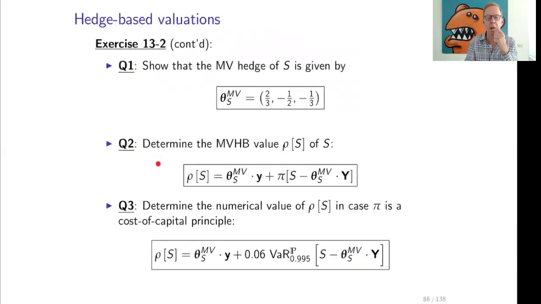Question 2: now, let us determine the mean variance hedge-based value rho S of S. So the rho S is the time zero price of the mean variance hedge of S plus pi of the hedging error, and pi is a general model consistent valuation.